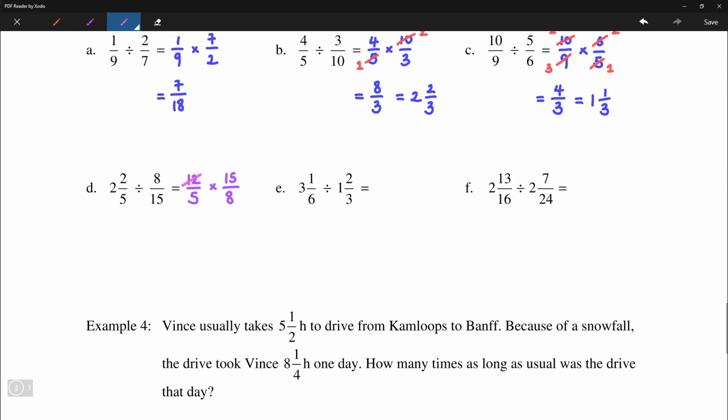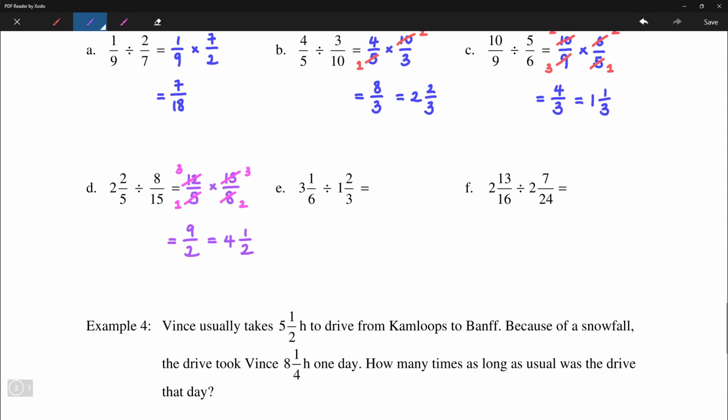So 12 and 8 simplifies to be 3 and 2. And then 15 and 5 can be reduced to 3 and 1. So I'm going to multiply the resulting numbers together. So this would be 9 over 2. And as a mixed number, 4.5. Right. Next one, very similar.